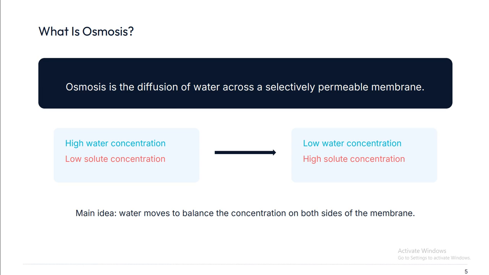Okay, so now on to the main point of the video, which is about water movement, and osmosis is just the diffusion. Don't forget diffusion, high to low. So diffusion of water across a selectively permeable membrane. As you can see here, high water concentration, low water concentration. So the water will move this way. Also, we have low solute concentration and high solute concentration. We're gonna go over that soon. But the main idea we want to just think about is that water moves to balance the concentration on both sides until there's an equilibrium.